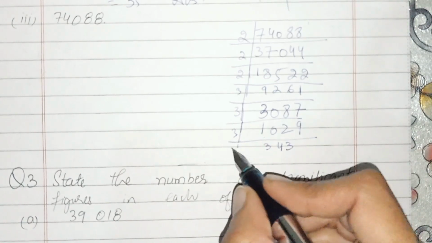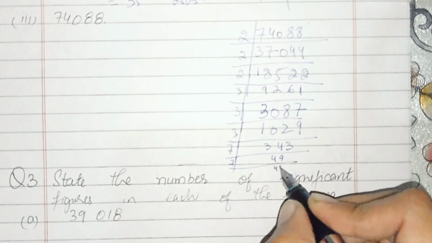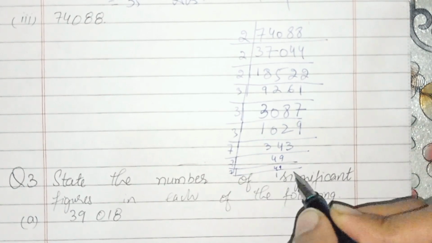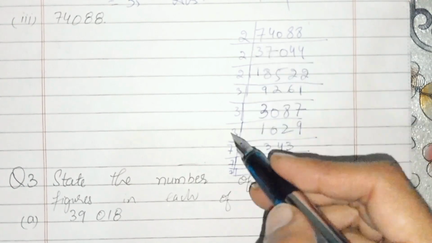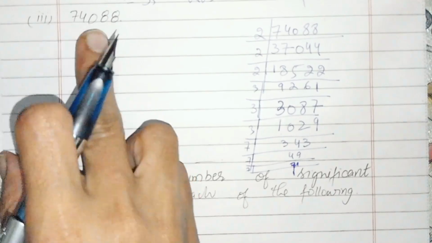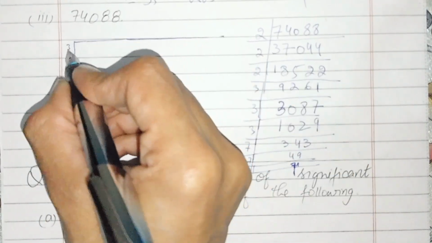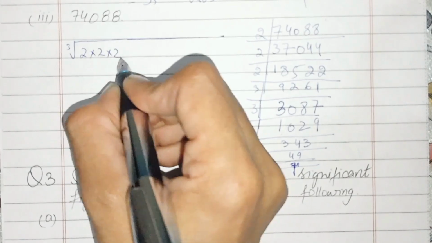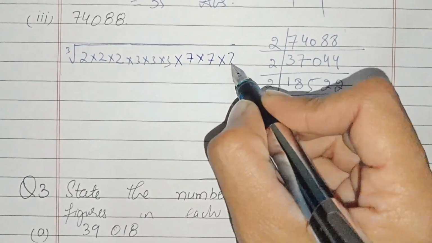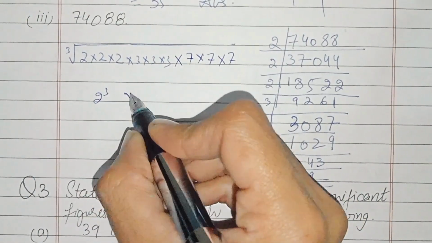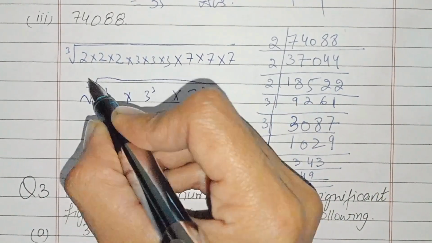You know that it comes in the table of 7, 49, and 7 49, and 7, and again 1. Now these are the values of the prime factorization, and we have to find the cube root of it. 2 multiplied by 2 multiplied by 2, 3 multiplied by 3 multiplied by 3, and 7 multiplied by 7 multiplied by 7. So 2 power 3, 3 power 3, and 7 power 3.